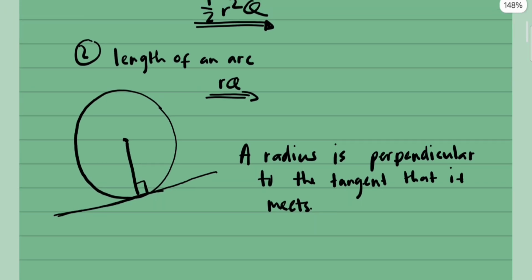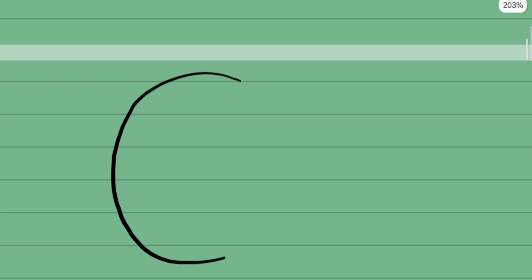And the other one is an angle in a semicircle is 90 degrees. So if we have an angle that is subtended by a diameter like that, say this is our center here, and this is obviously our diameter. If the diameter is subtending an angle at the circumference, that angle is always 90 degrees.